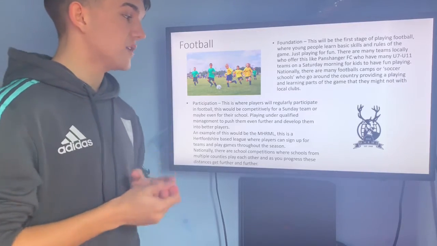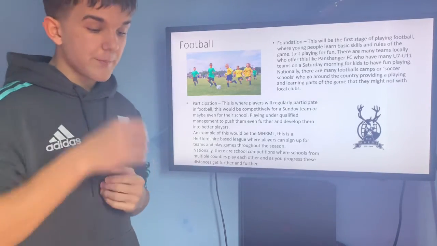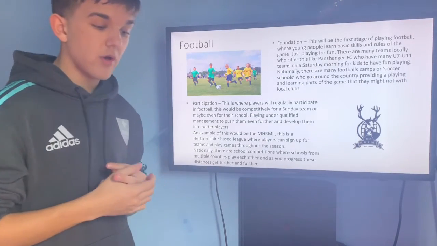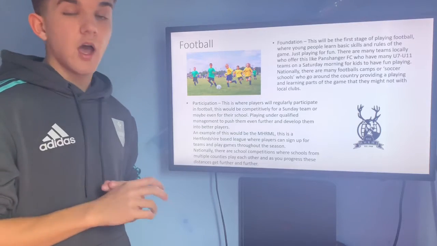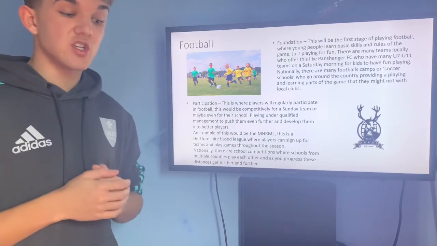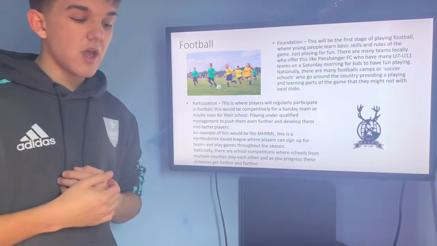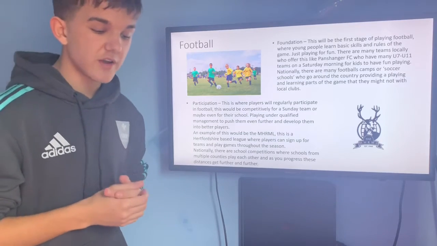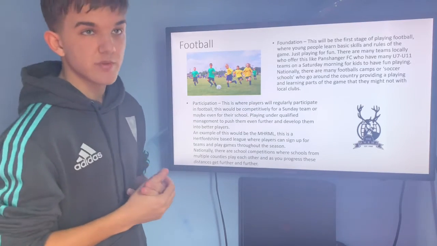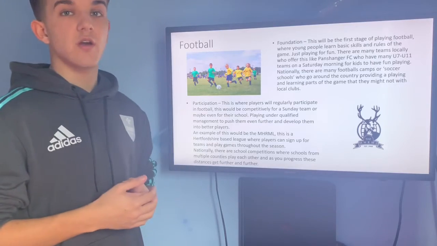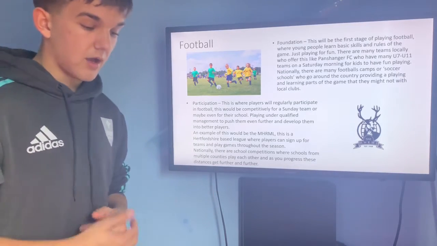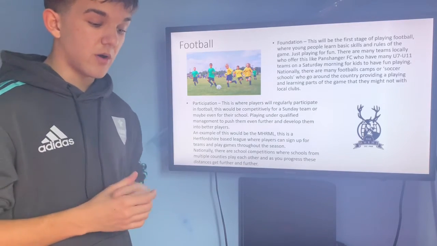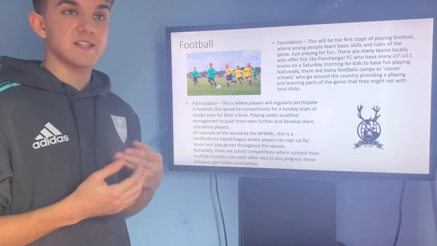Participation is where players will regularly participate in football. This could be playing competitively for a Sunday team or maybe even for their school tournaments. They'll play under qualified management to push them even further and develop them into better players. For example, the Mid Herts Royal Miners League. It's a Hertfordshire-based league where players can sign up for any team and play games throughout the season without being told they're not allowed to play due to the quality they are at. Nationally, there are school competitions where schools will play against schools from multiple counties, playing better teams from further and further away.